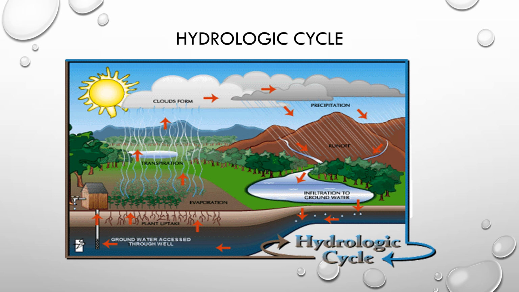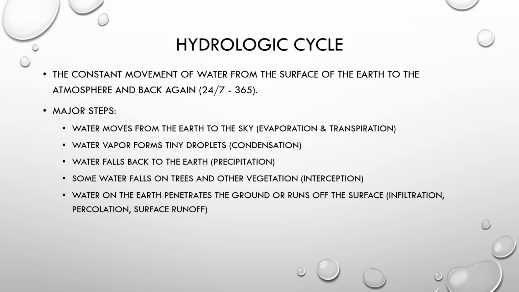So I'm sure some of you are familiar with the hydrologic cycle. It's what takes water from the earth, brings it up into the atmosphere, and then returns it to the earth through precipitation. Right. So what is the hydrologic cycle? Well, it's the constant movement of water from the surface of the earth to the atmosphere and then back again.